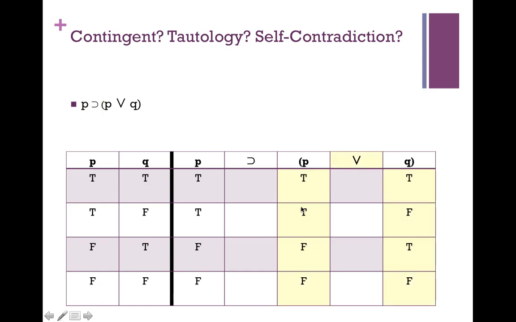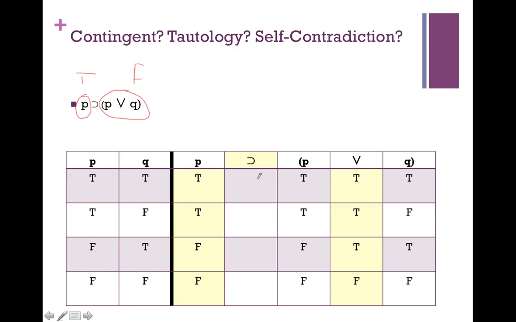So let's do that. We have true and true. That means, let me get my pen here, this is going to be true. True and false, true. False and true, true. And then false and false, false. So we fill that column in. And now we come to our main connective. And notice here, P is our antecedent and P or Q is our consequent. And so the conditional is only false when the antecedent is true and the consequent is false. That's the only time it's false.